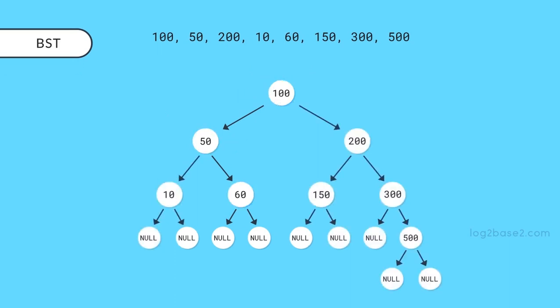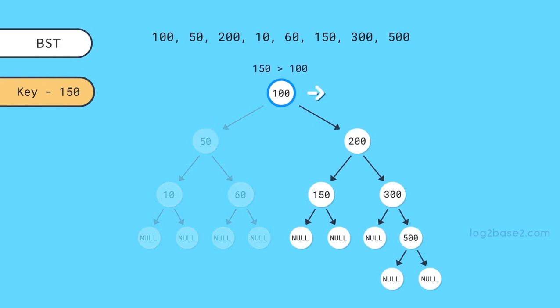Now let us find 150 and 150 is greater than 100, so we can ignore the left subtree and compare 150 with the right child 200. And 150 is less than 200, so it can only be present in the left subtree, so ignore the right subtree and compare 150 with left child's data and we got it equal, so the key is found.